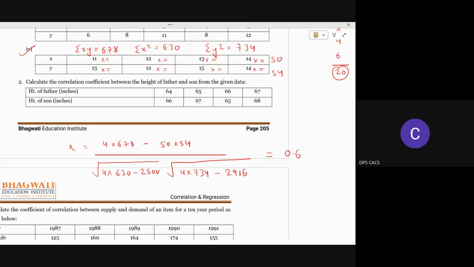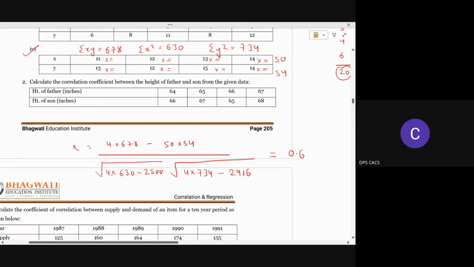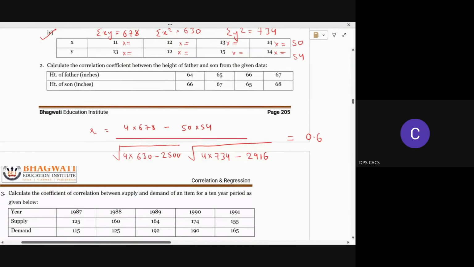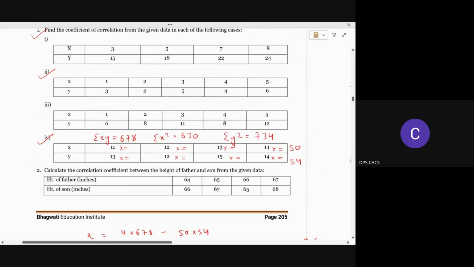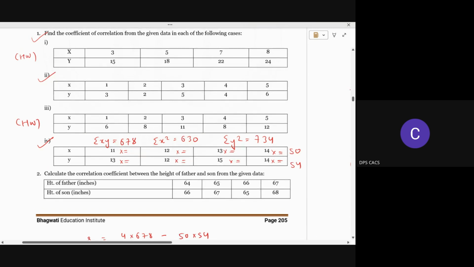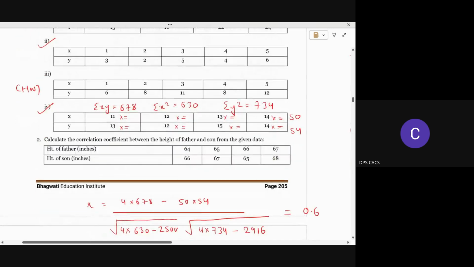Everyone is okay with this 0.6. If you are not getting it, all figures are on the screen. You can check and verify. So part 1 and 3 are homework. Part 1 and 3 are homework of the same question. Anyone who is getting a different answer in part 4, raise your hand.